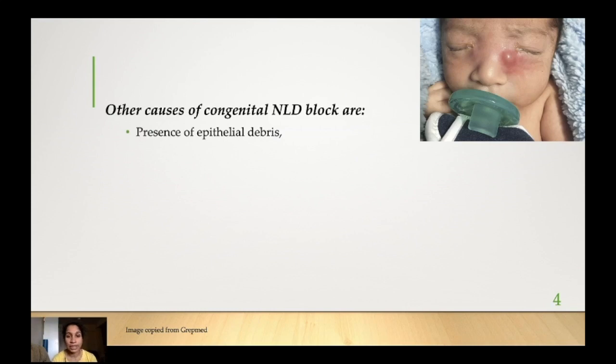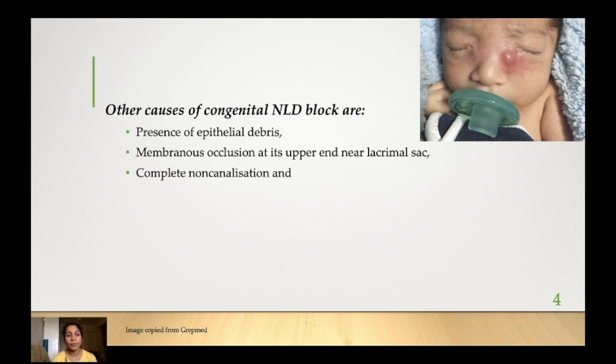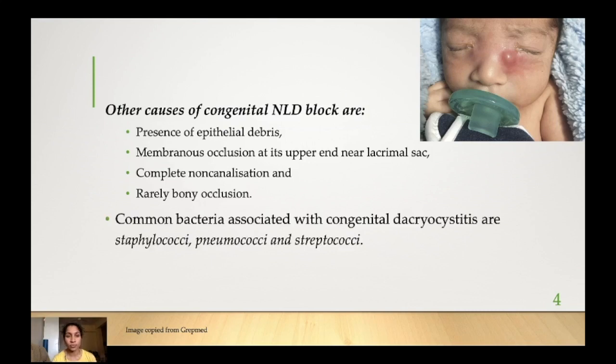Presence of epithelial debris. Epithelial debris seen in the nasolacrimal duct can block it and lead to congenital nasolacrimal duct block. Or membranous occlusion at its upper end. Before, we discussed the membranous occlusion in the lower end. Here we are mentioning the membranous occlusion at its upper end near the lacrimal sac. Complete non-canalization, where there is no canal formation. Rarely bony occlusion. Sometimes there will be bony occlusion also.